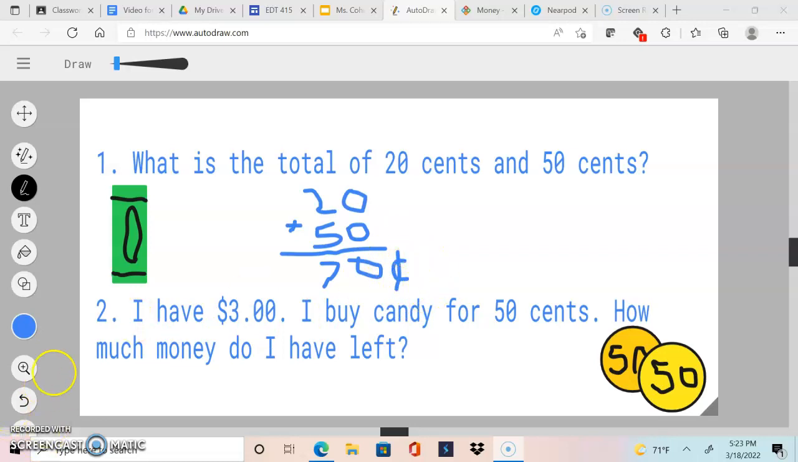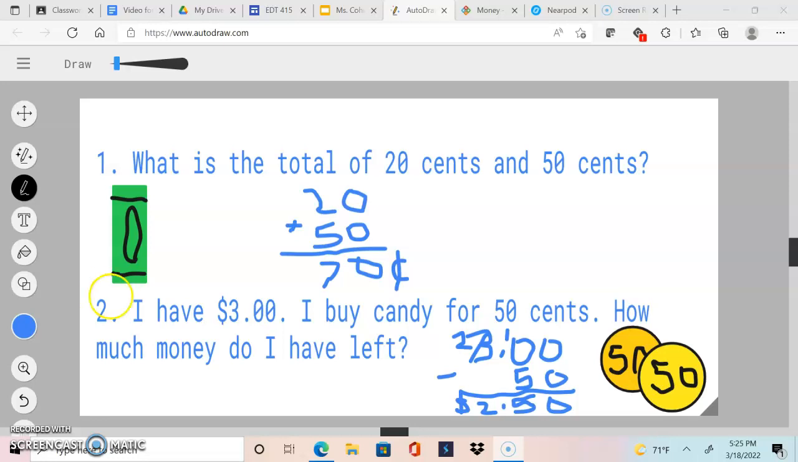For our second question, I have $3. I buy candy for 50 cents. How much money do I have left? Once again, you guys are correct. So this student knew that they had to start with $3, and then they were taking away 50 cents because you bought candy. And they were left with $2.50.